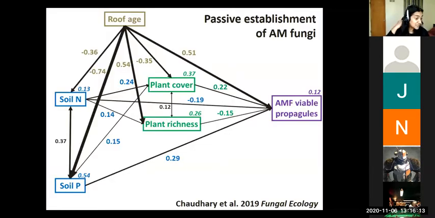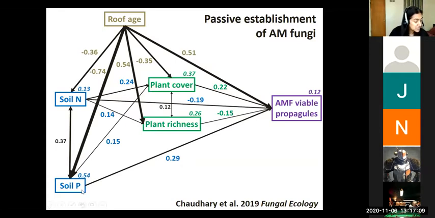So we went out and collected a bunch of data, and then we used a statistical modeling technique called structural equation modeling, which allows you to simultaneously test multiple direct and indirect hypotheses simultaneously. And so we built a conceptual model of the factors in our system and who affects what. And so we thought, okay, well, plant cover will likely affect the amount of fungal propagules in the soil because these are symbiotic fungi, right? They have to have plants. So the more plants you have, likely the more fungi you have. Maybe the plant diversity or the number of different types of plants will affect fungal propagules.